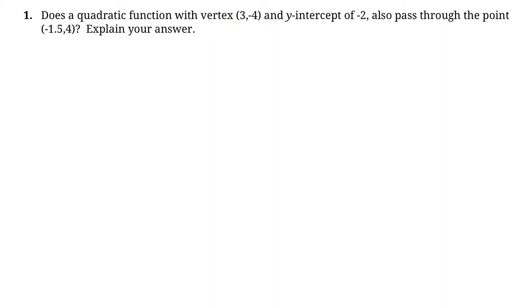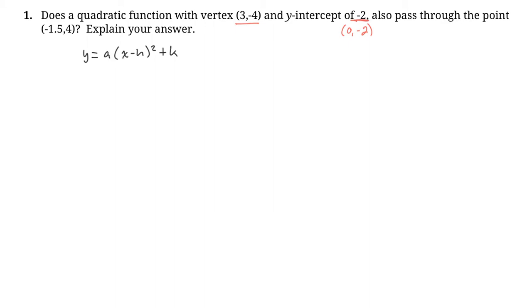A quadratic in vertex form is just y equals a times (x minus h) squared plus k. And we could just fill in all this information that we know, our vertex and our y-intercept. The y-intercept is just the point (0, -2), so we can put that into our equation. The only thing we don't know is a, so that's what we want to find so we can have the equation of our quadratic in vertex form.